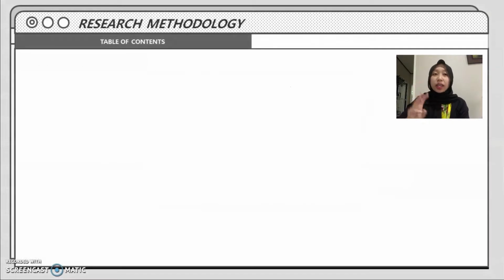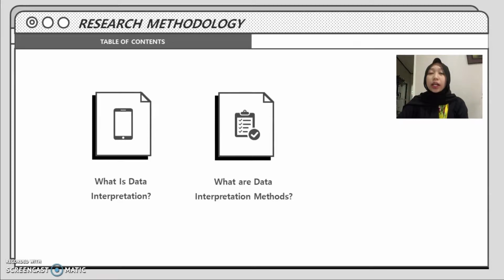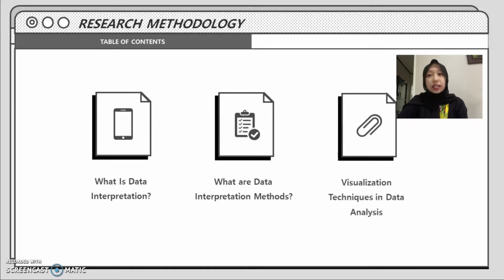There are three contents in this presentation. First, what is data interpretation? Second, what are data interpretation methods? Third, visualization techniques in data analysis.